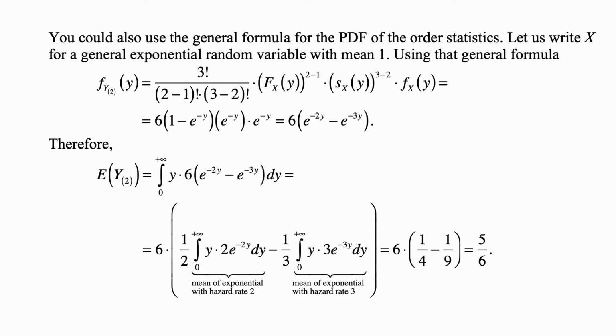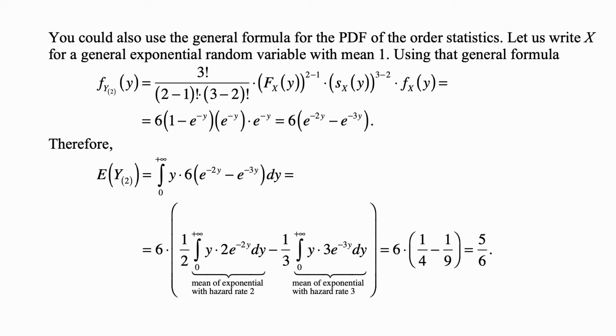Now you could also use the general formula for the PDF of the order statistics. Let us write X for a general exponential random variable with mean 1. Then using that general formula, f sub Y2 of y is 3 factorial divided by (2 minus 1) factorial times (3 minus 2) factorial times f sub X of y to the power 2 minus 1 times S sub X of y to the power 3 minus 2 times f sub X of y. That formula is in my study manual.